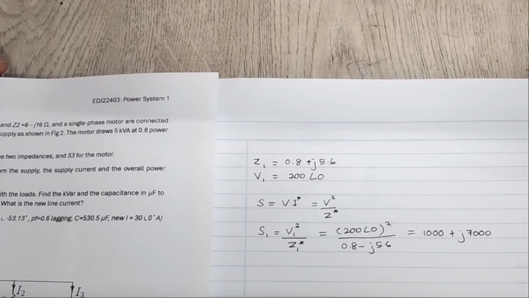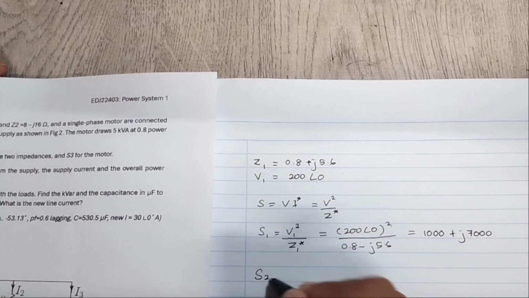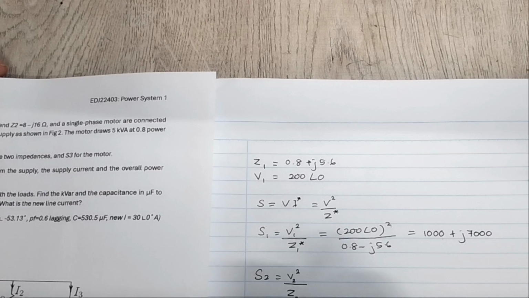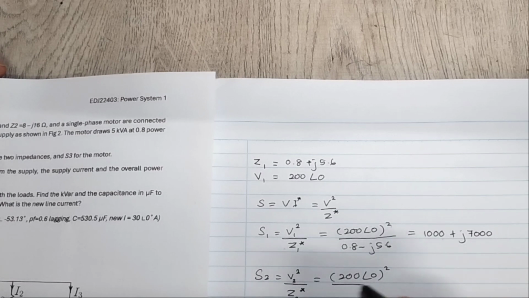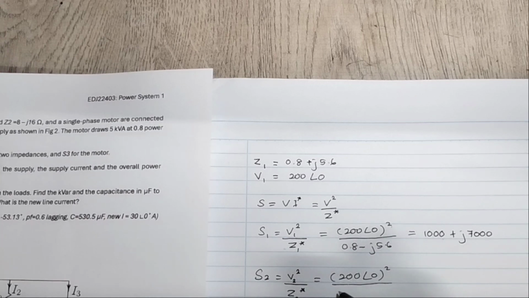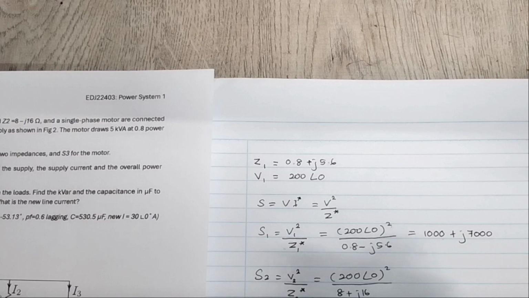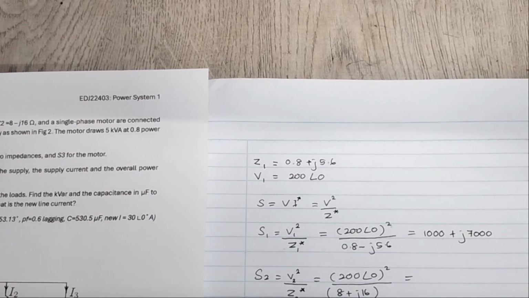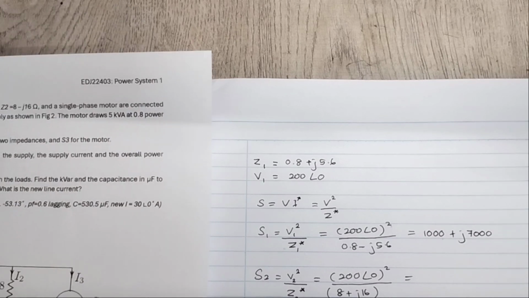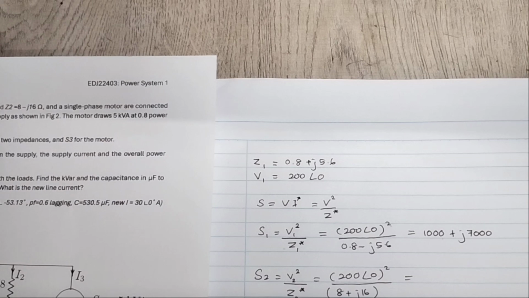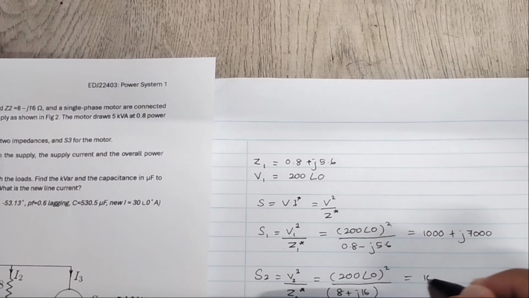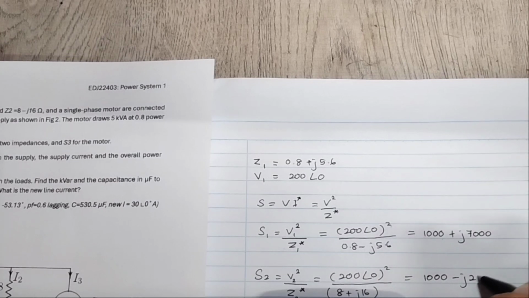Dia punya S2 sama lah V2 square divided by Z2 conjugate. So V2 sama kan tadi, parallel, sama. Kuasa 2 jangan lupa. Z2 adalah minus J16. Remember conjugate minus akan jadi positif. Kira 200 kuasa 2 divide by 8 plus J16. Okay, so akan dapat 1000 minus J2000.